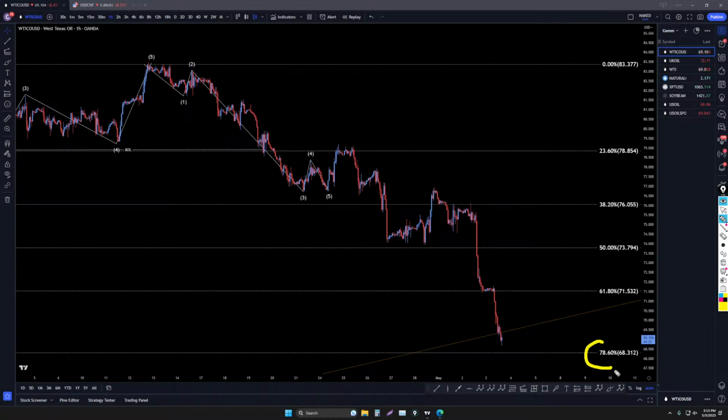So I would definitely be watching out for this 78% because I'm sure there'll be a reaction there, but really it doesn't look like a correction anymore, that's for sure. It looks like a trend, and it does not look like the trend is over by far.